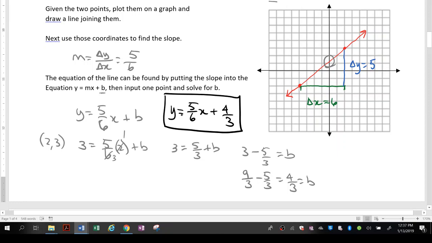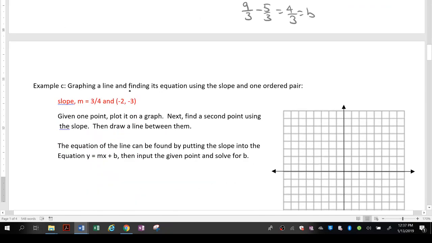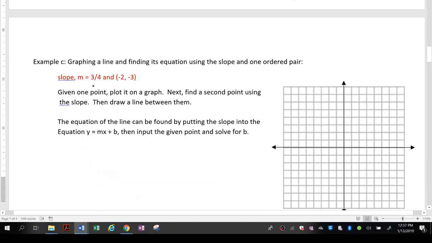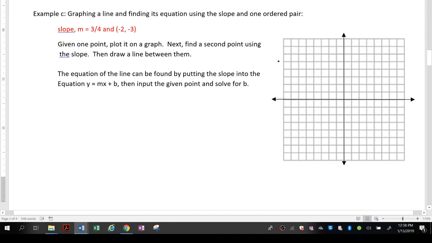Okay, let's look at that very last example now, graphing a line and finding its equation when we have the slope and one ordered pair. So in this example, let's plot this ordered pair first. So this is where x is -2 and y is -3. Now our slope is positive, which means it's going to go up. It's going to rise as we read from left to right, and it's going to rise by 3 and a run of 4. So a rise of 3 and a run of 4, like that.